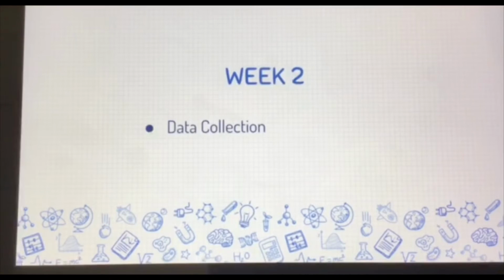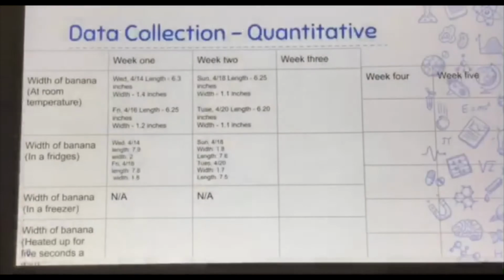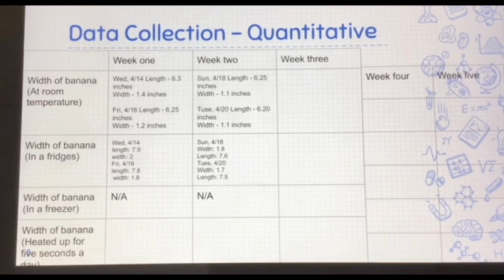Hi, this is Mariana, and I'll be doing week 2 of the data collection of the banana experiment. As you can see, these are the measurements of the banana in room temperature and in the fridge. For the room temperature banana, the length decreased by 0.5 while the width stayed constant. The banana in the fridge decreased both width and length.